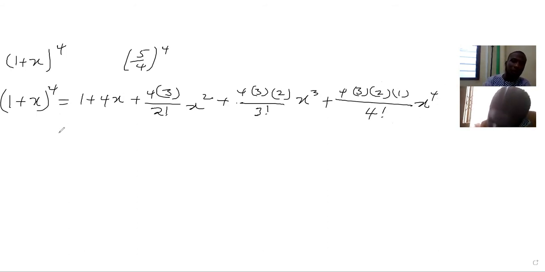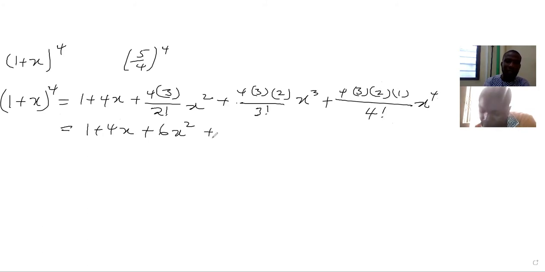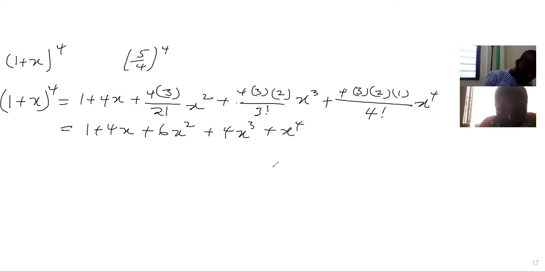Alright. So when we solve, this is going to give us 1 plus 4x plus, I think, 6x squared, right? Plus 4x cubed. Then this last one, the 4 factorial will go away with the 4th, so this will be plus x to the power 4. So this is our final expansion.